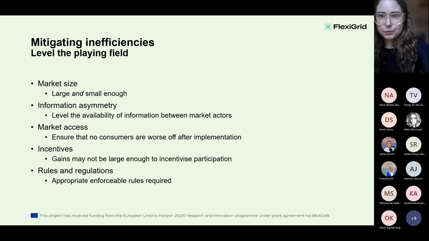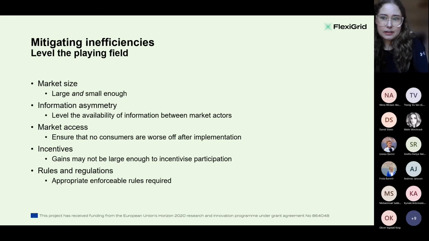So what are some things that we can have in mind when trying to mitigate inefficiencies? Well, first, it's market size. The market size must be large enough to offset issues related to the availability of buyers, sellers, and available flexibility, so the liquidity I just mentioned. But it should also be small enough because it has to be able to solve location-specific issues where they're needed.